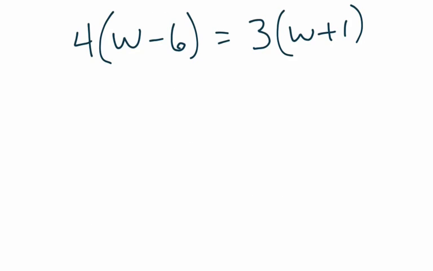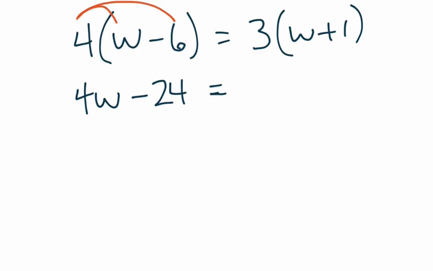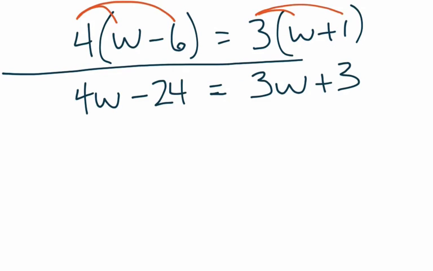Okay, so here's the problem. So we have 4 times W and 4 times 6. So we have 4W minus 24, and that would equal 3W plus 3. So I'm going to draw a line because this is our new problem here. And I have 4W and I have 3W. Well, 3W is smaller, so I'm going to move it.